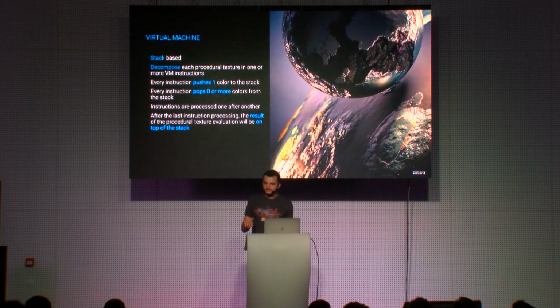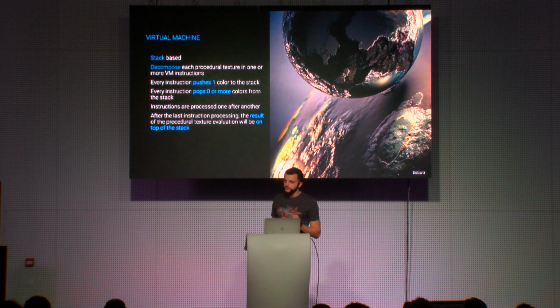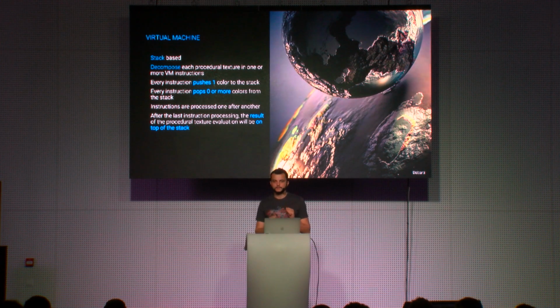So we have a stack-based virtual machine. We decompose each procedural texture into one or more virtual machine instructions. The way it works is that each instruction pushes exactly one value to the stack, guaranteed, and each instruction is allowed to pop 0 or more values from the stack. It's like every stack-based virtual machine ever. This can sound a bit weird if you're not familiar with it. How can a virtual machine help me compute this procedural texture stuff?